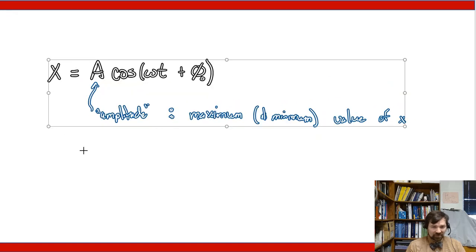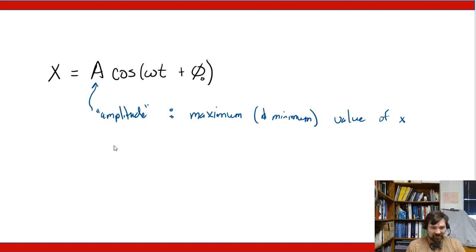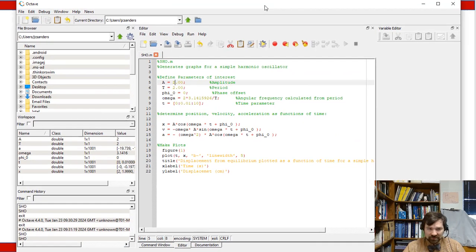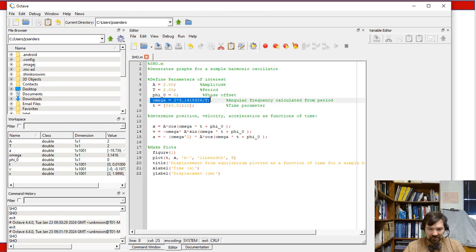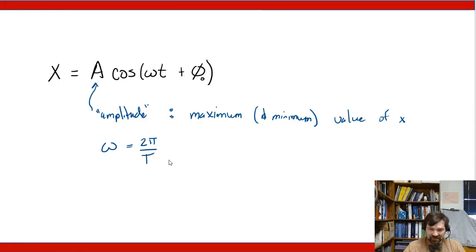And as you know from before, we have that omega is 2 pi divided by T, and that matches with what's written in the code right here. Omega is 2 times pi divided by T. Okay, so if I change T, that changes omega. T is the period of oscillation. Now, what do you think that period of oscillation is going to affect?